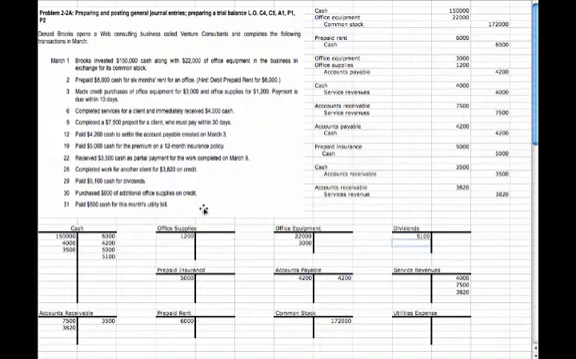The next entry here on the 30th, we purchased $600 of additional office supplies on credit. So we're going to increase the office supplies by $600. And we're going to increase accounts payable because we bought it on credit of $600.